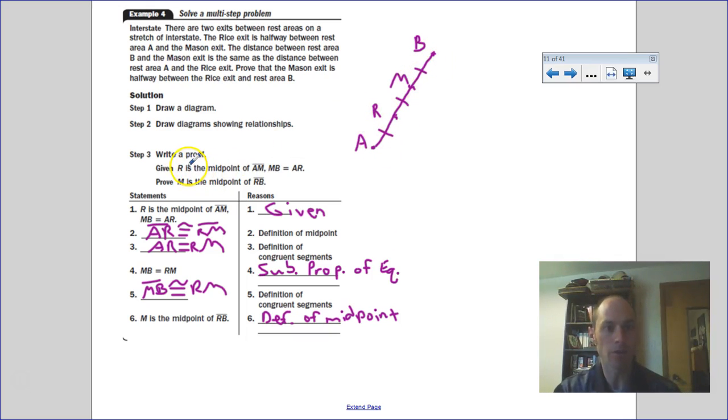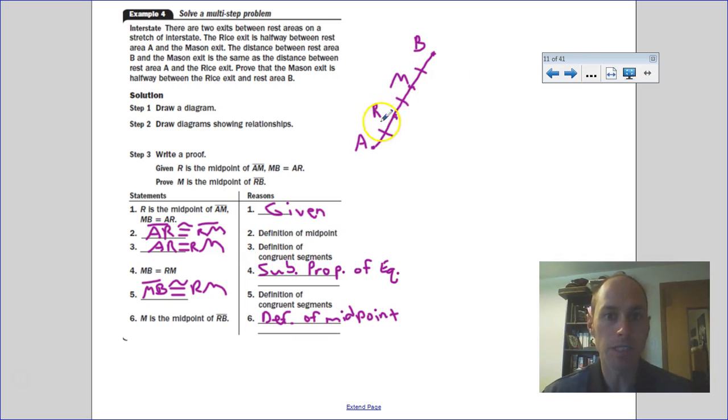So I need to go down and write how I know that the Mason exit's halfway between the Rice exit and B. So I wrote down my given information. And from that, I knew that AR was congruent to RM because of a midpoint. That's why I put those marks on there. And then I know that their segments are equal, so I said definition of congruent segments.